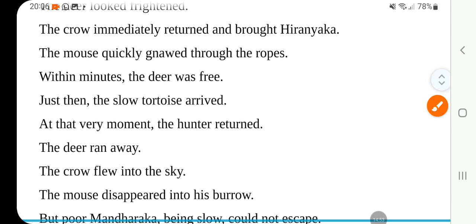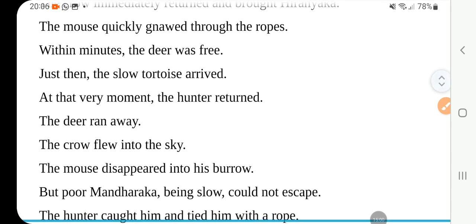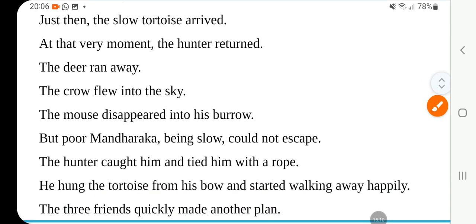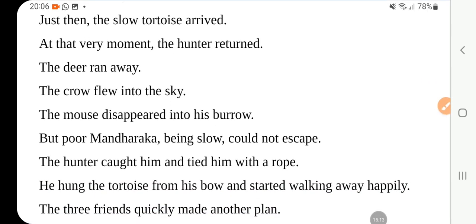The crow immediately returned and brought Hiranyaka, the mouse. The mouse quickly gnawed through the ropes, and within minutes the deer was free. Just then the slow tortoise arrived.